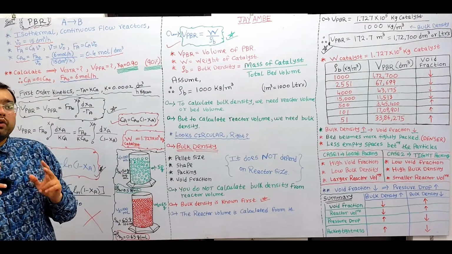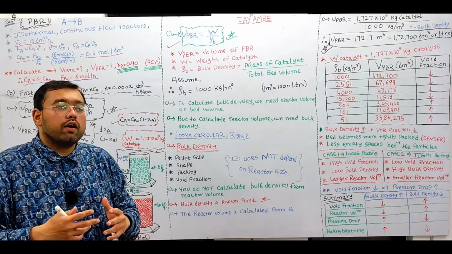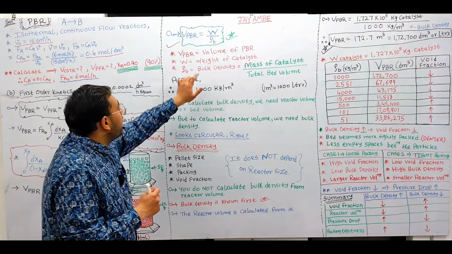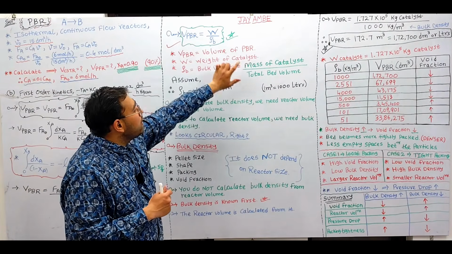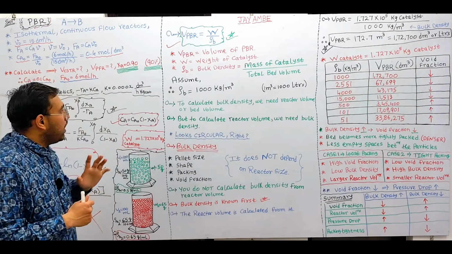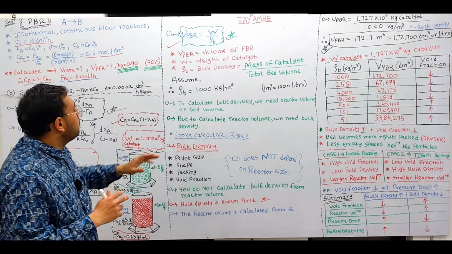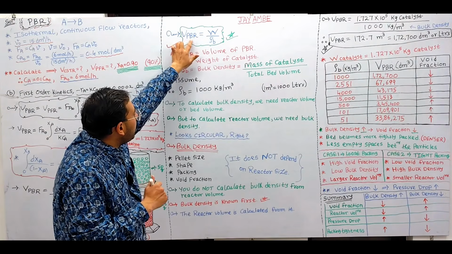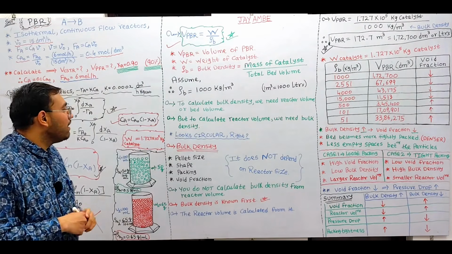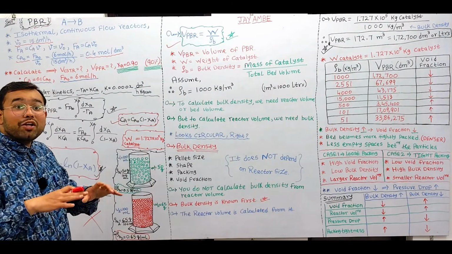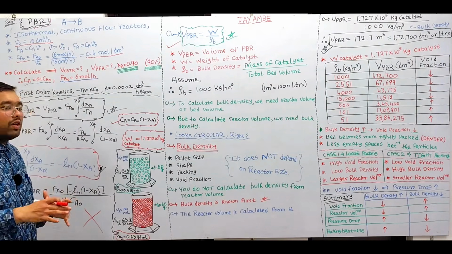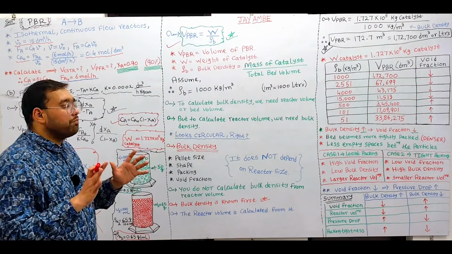Now there are two questions which may arise in your mind. In order to calculate the bulk density, we require the total bed volume or the reactor volume. But to calculate the packed bed reactor volume, we need the bulk density. So it looks circular, isn't it? Let's understand that. I will make you understand in a very simplified way.